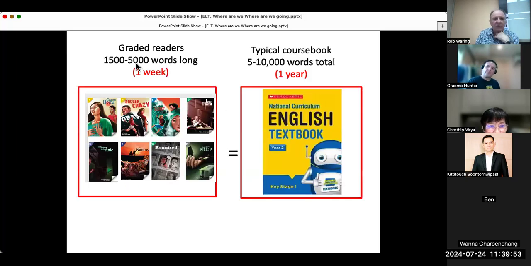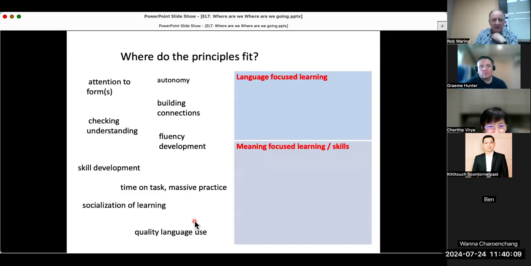And if they're reading a lot, graded readers average, the lower level ones, 1,500 to 5,000 words long. If they read 1 book a week, that's essentially the same as 1 textbook. Let's say your textbook has 10,000 words, 1 textbook in 1 year, 1 week, 5,000. So basically, you're going to learn a lot.